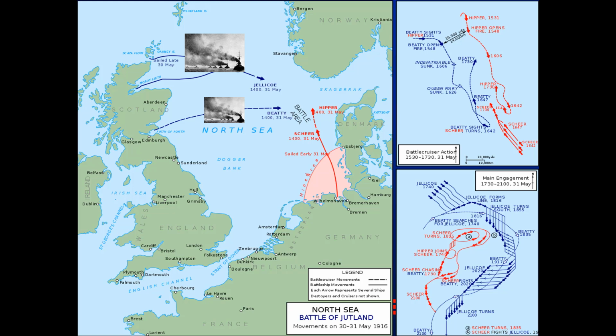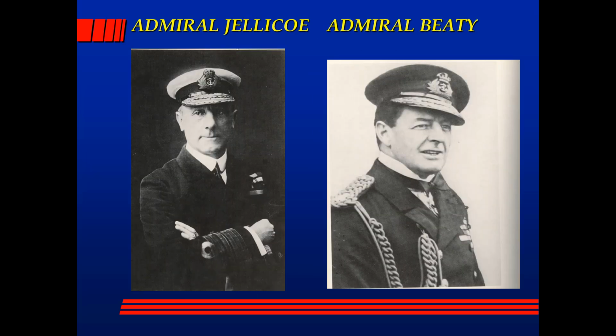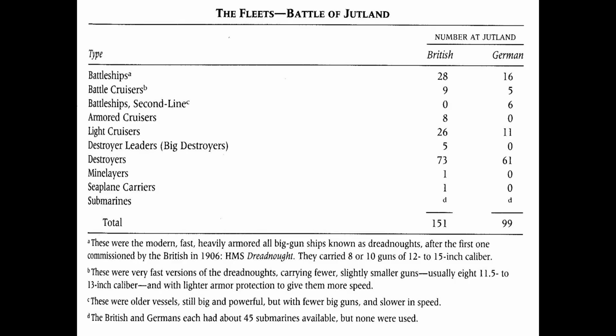Now the commanders, here's the German side. You have Admiral Scheer, who is in charge of the main fleet, and Admiral Hipper, who is the bait force. And then we have the British commanders, which is Admiral Jellicoe and Admiral Beatty. Jellicoe is in charge of the main fleet. Beatty's in charge of the bait force. Beatty's married to an American socialite, so he has a little more stylish uniform. So that's the commanders, and we're going to let them go at each other for a while in the North Sea. Well, here's the tale of the numbers.